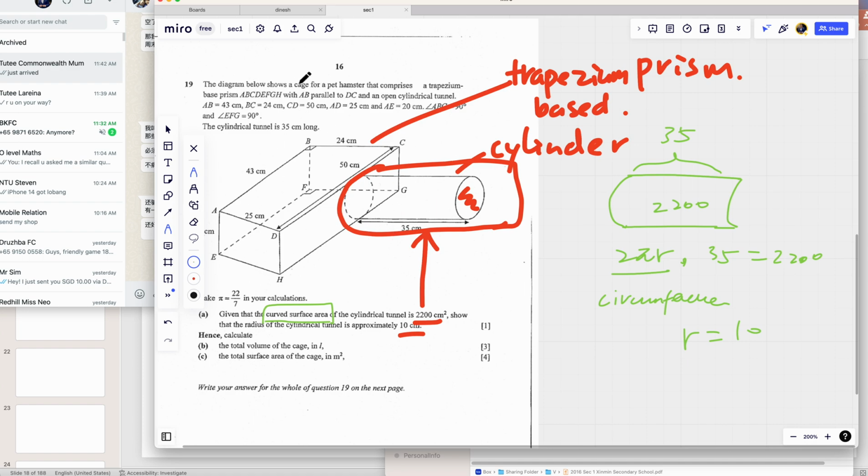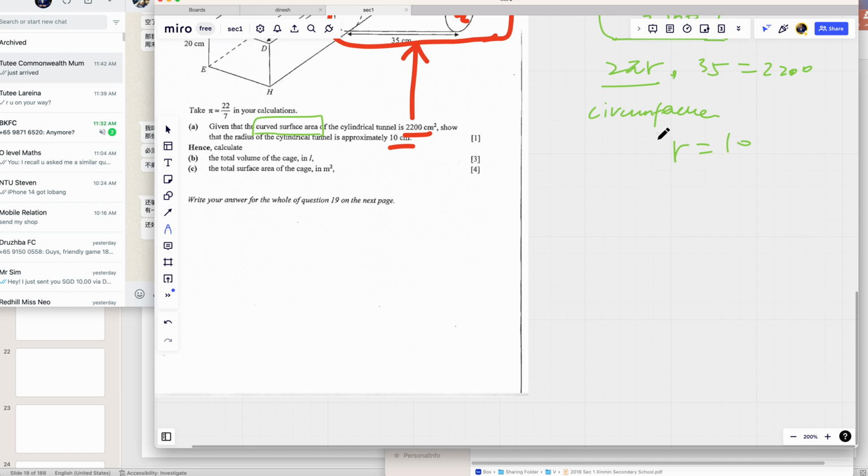This is called a cage for a hamster. So to find the volume of this entire cage, you need to find the volume of the cylinder plus the volume of the trapezium prism. Does it make sense? Okay, so for the volume of cylinder, what's the formula? Find the base and then.